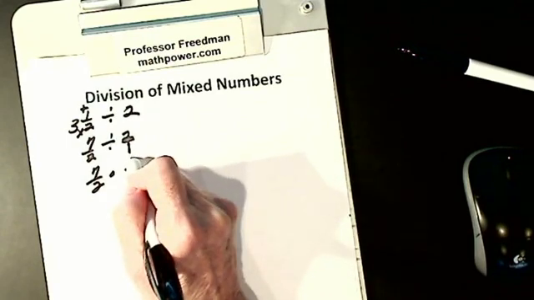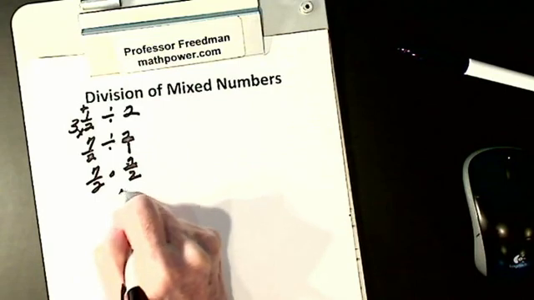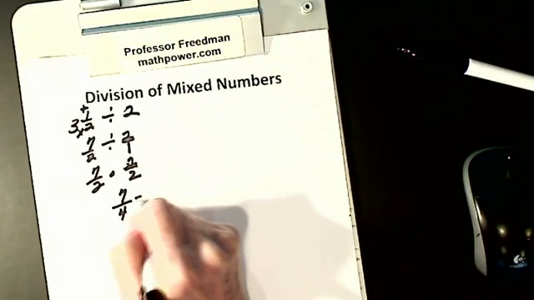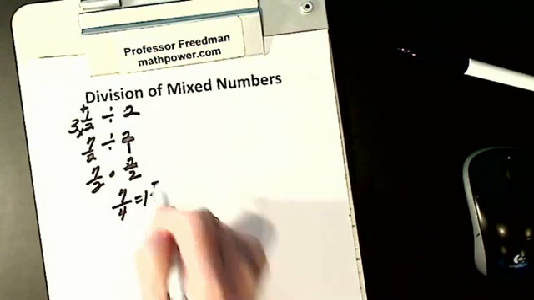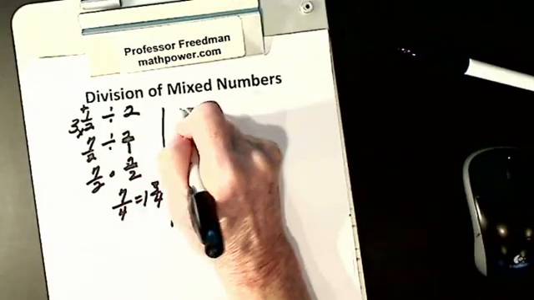Now, nothing cancels. So we'll just make this look like a regular 1. So I have 1 times 7 is 7. 2 times 2 is 4. I get 7/4. If I want to change it to a mixed number, I get 1 3/4. All right, let's do another one.